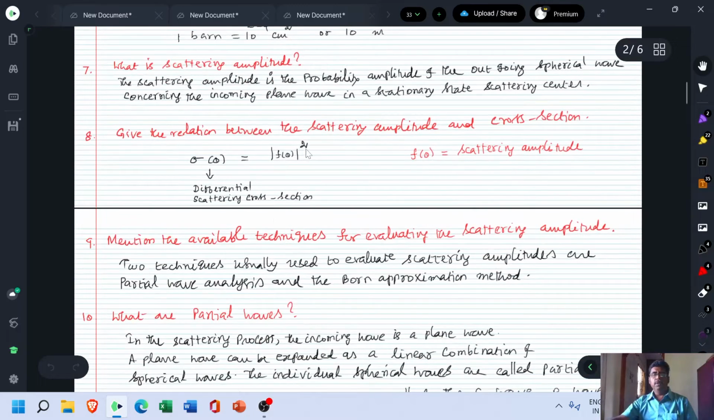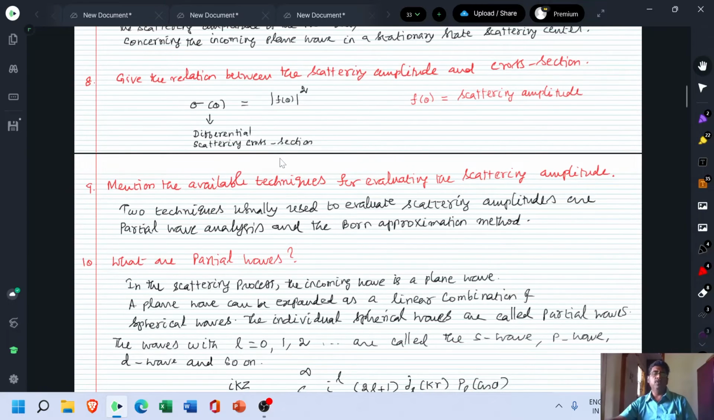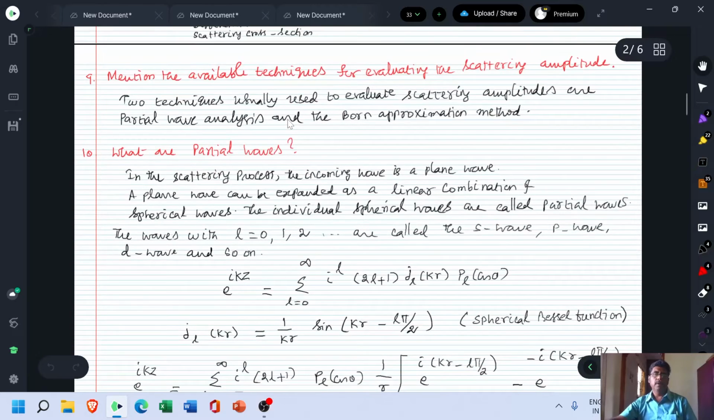Eighth question is, give the relation between the scattering amplitude and cross section. This is our differential scattering cross section. This is the absolute square of the scattering amplitude. So the differential scattering cross section is the absolute square of f of theta. Mention the available techniques for evaluating the scattering amplitude. Usually the partial wave analysis and the Born approximation are the techniques used to evaluate the scattering amplitude.